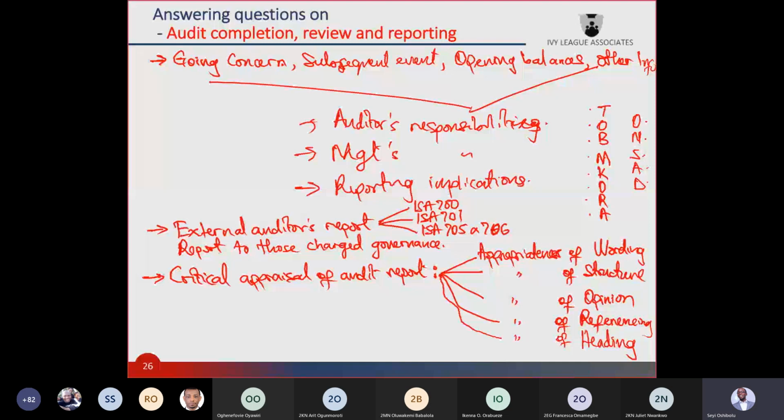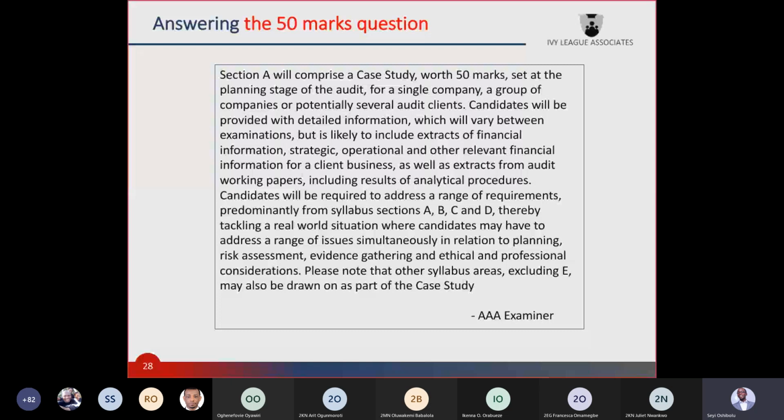I still have one more thing. Oh, okay. This one, I will do it when doing question practice. So, let's read this statement. I thought I was done. See what the examiner is saying about question 1.